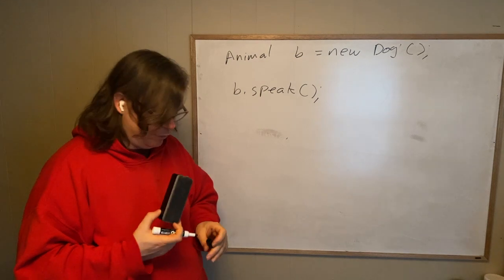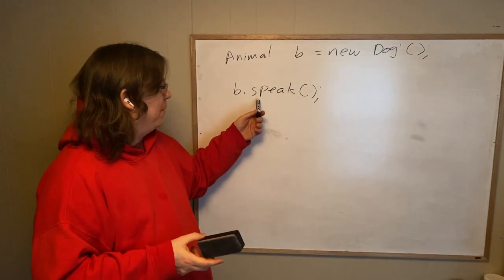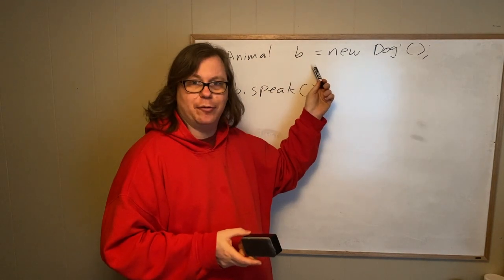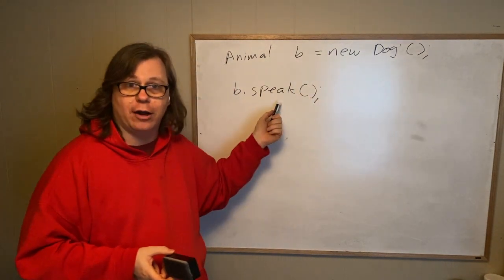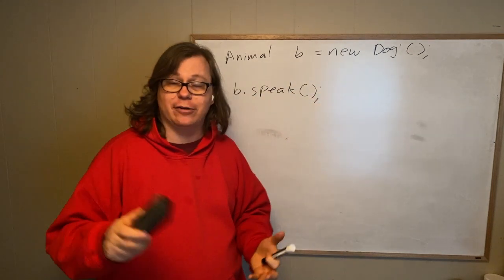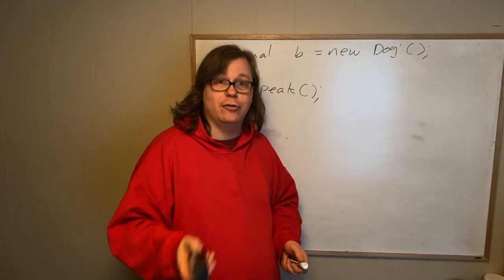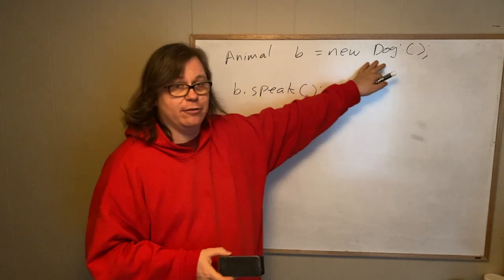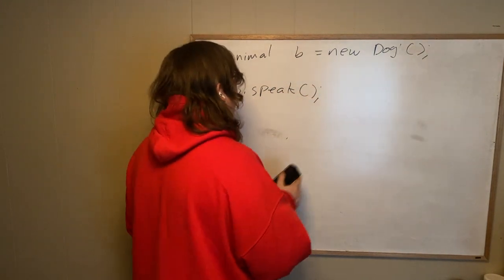So that's polymorphism. And it can be summed up quite simply by saying what speak method gets called depends on what kind of class we created when we instantiated B, right? We created a dog, so it's going to look in the dog class for the speak method and go woof. We created a cat, it's going to go to the cat class and do meow. So we have the ability to override, to change which method gets called based on which class we create an instance of. And we can go a step further with this.